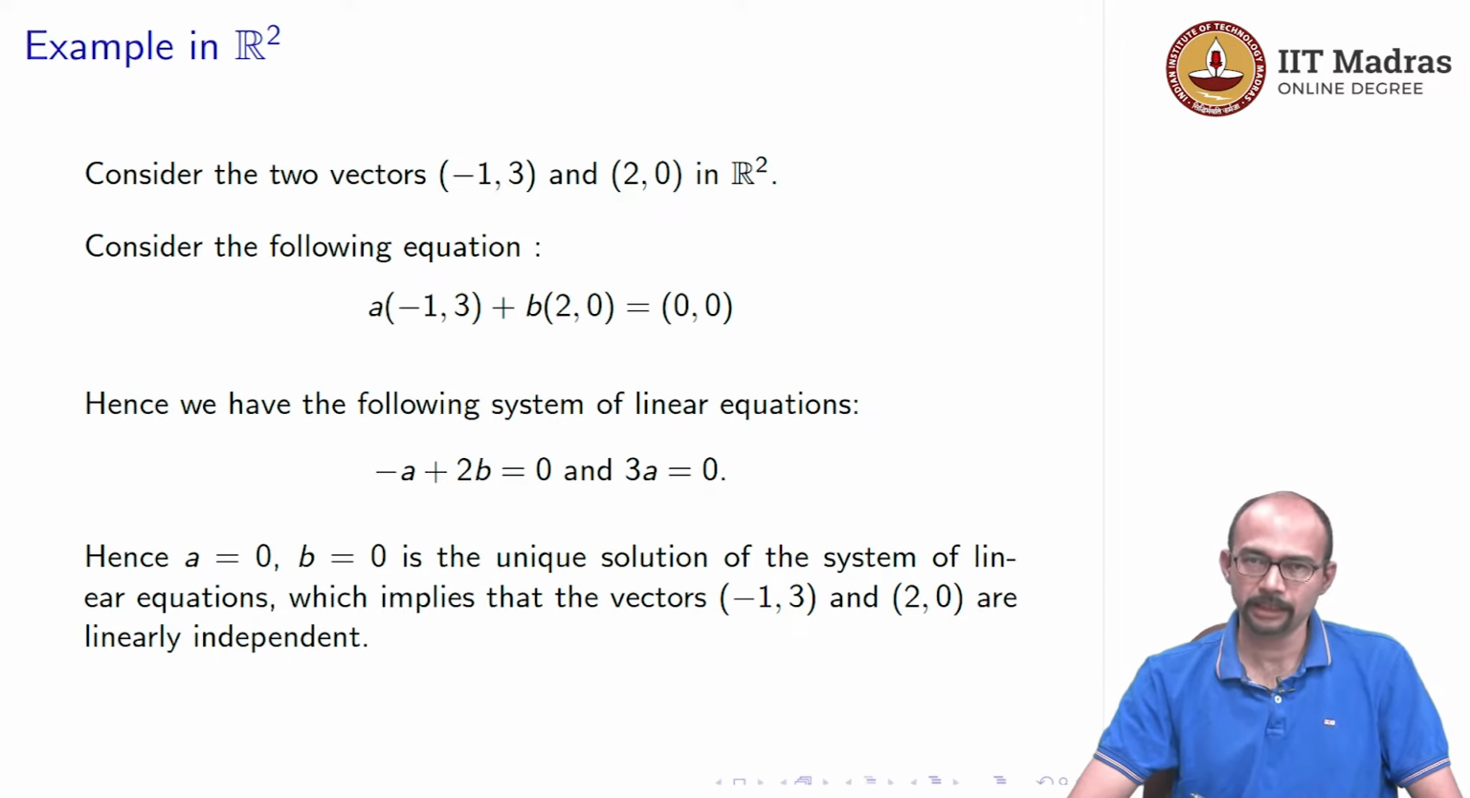So, the unique solution for this system is a is 0 and b is 0, which means that if a times minus 1 comma 3 plus b times 2 comma 0 is 0 comma 0, the only coefficients which yield this identity to be true are a is 0 and b is 0. That means the vectors minus 1 comma 3 and 2 comma 0 are linearly independent.